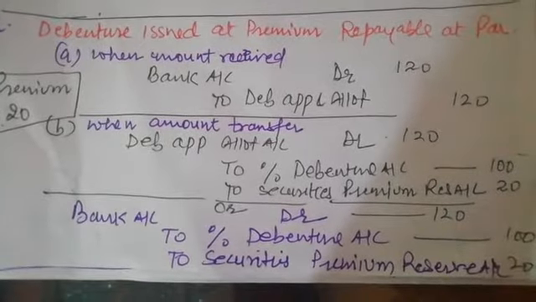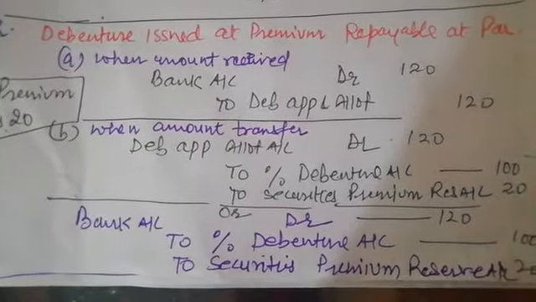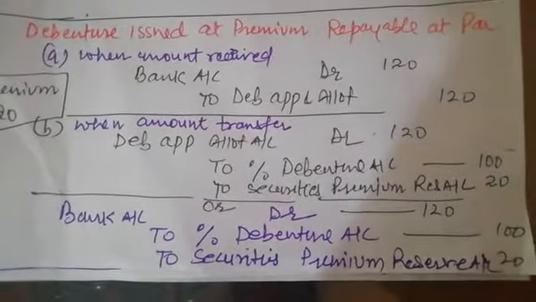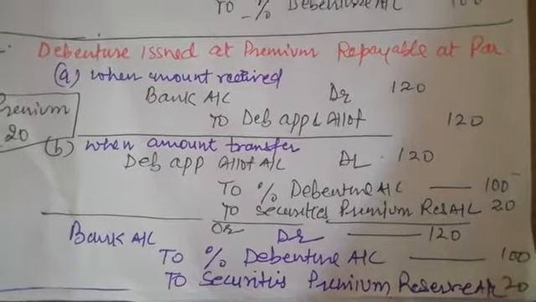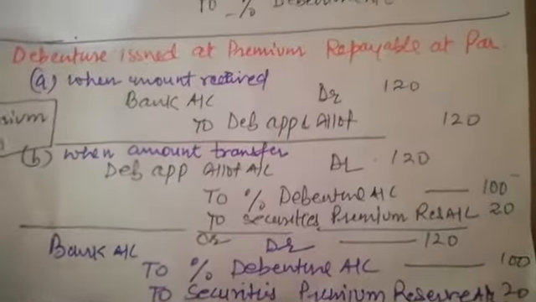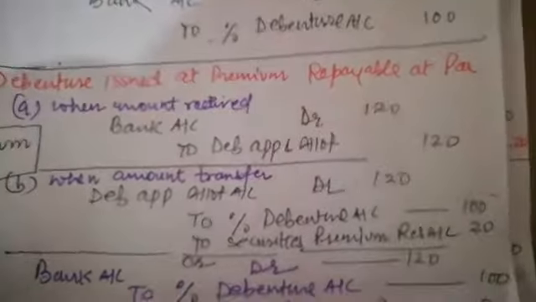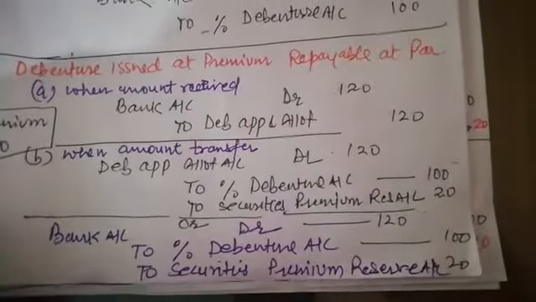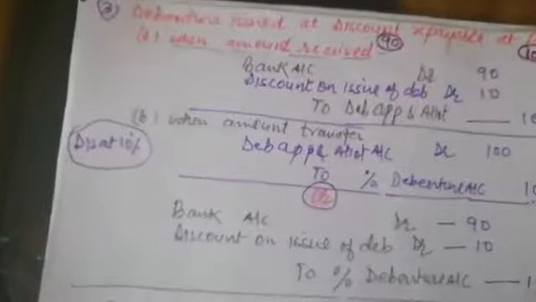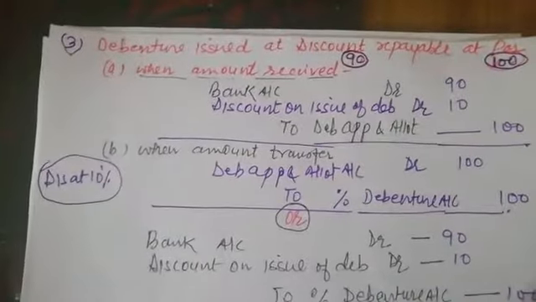The next is, if we go with the single entry only, then Bank Account debit to percent Debentures and to Securities Premium Reserve. This is 120 rupees, and next, securities premium is 20 and debentures is 100. After this we will move to the third condition.